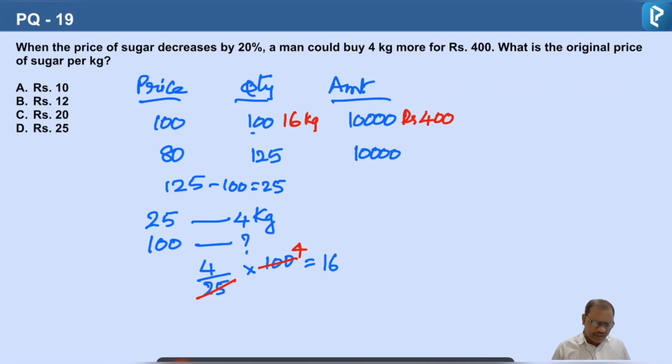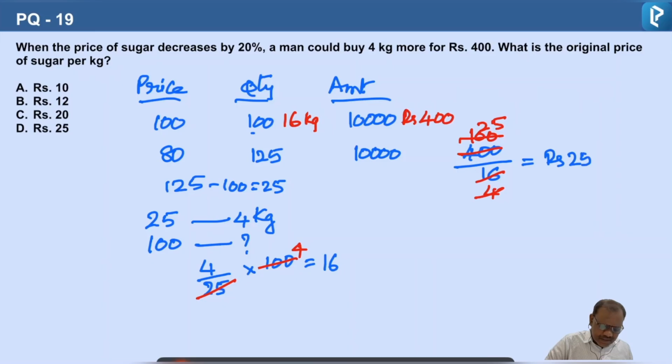And we have to find out what is the original price per kg. So to find out original price per kg, we have to divide 400 by 16. If you simplify this, 4 hundreds, 4 fours, 4 ones, 4 25s. So that is 25 rupees. 25 rupees is the original price of sugar per kg. Option D is the right answer.